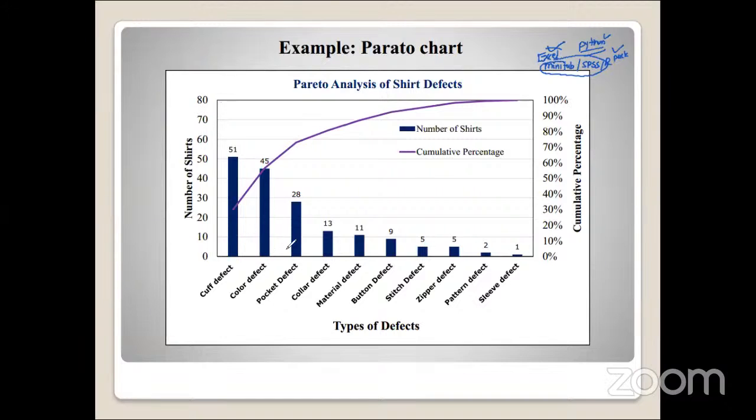Look at this, it has different axes. The x-axis represents the type of defect, which is sorted. The most important, 51 defects, are due to cut defects, and 45 defects are due to color problems. These are numbers of shirts. But look at this particular axis, which represents cumulative percent. If you want to control 80% of the defects, or 70%, let us look at this one, this is 75%.